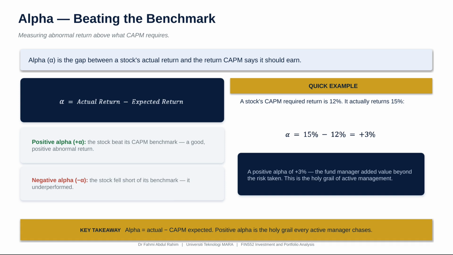That positive 3% means the stock or the fund manager who picked it added 3% of value beyond what the risk alone would justify. And this is precisely what every active manager is chasing. Positive alpha is, as we say, the holy grail of active management because it is proof of genuine skill rather than just taking more risk. The takeaway, alpha equals actual minus CAPM expected return, and positive alpha is the holy grail every active manager chases. Now let us bring the entire chapter together in a full worked example with 4 stocks.